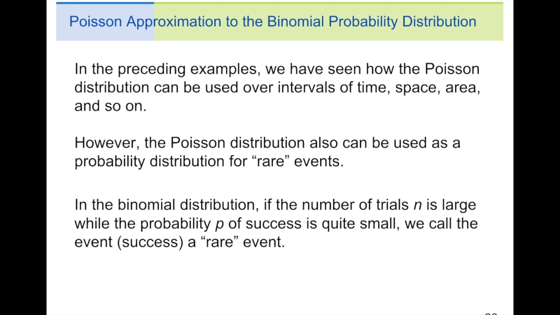Poisson approximation of the binomial probability distribution. In the preceding examples, we have seen how the Poisson distribution can be used over intervals of time, space, area, and so on. However, the Poisson distribution can also be used as a probability distribution for rare events. In the binomial distribution, if the number of trials n is large, while the probability p of success is quite small, we call the event a rare event.